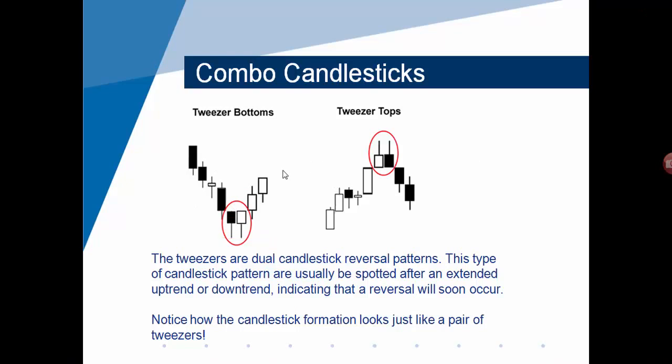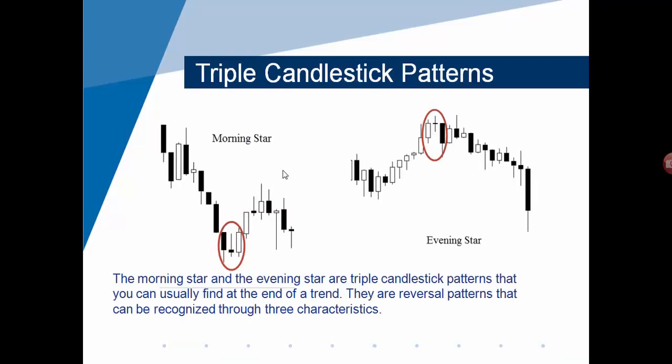Now, another favorite pattern of mine are the morning star and evening star patterns, and they're quite easy to recognize, because what we're seeing is an actual turning point in the market with these 3 candlesticks. So the morning star and evening star patterns are triple candlestick patterns that you can easily find at the end of a trend, whether it's an uptrend or a downtrend. They are reversal patterns that can be recognized through three characteristics.